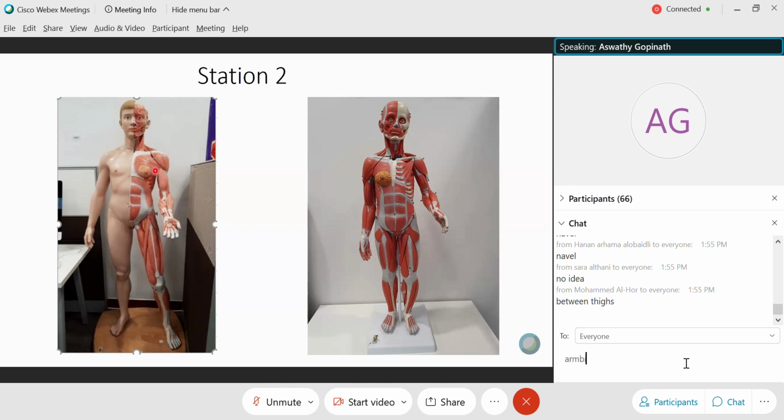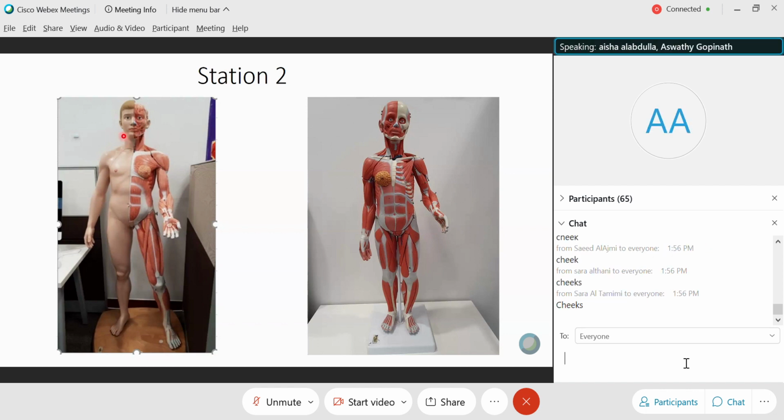Underarms. Yeah, the armpit. Can you see that? So that is the axilla, the axillary region. Now the buccal region is where? The cheeks. So cheek is actually the buccal region. Now the cervical is cervical. The neck. Yeah, exactly. So the neck region is the cervical region.